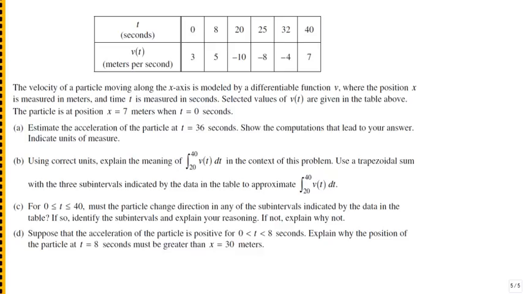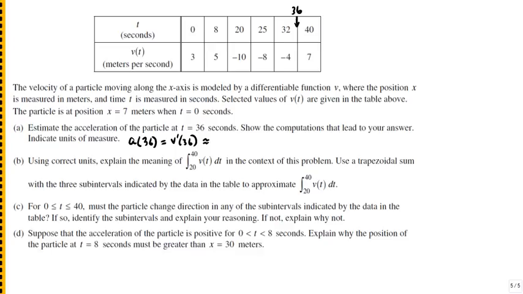And the first thing that we want to do is to estimate the acceleration of the particle at t equals 36 seconds. Since we don't have a function for velocity, we're going to have to use this secant line approximation method that we've done before, and it's explained in depth in a previous problem. So I'm just going to go ahead and work this out. t equals 36 lies in between t equals 32 and t equals 40. So we're going to do a secant line.